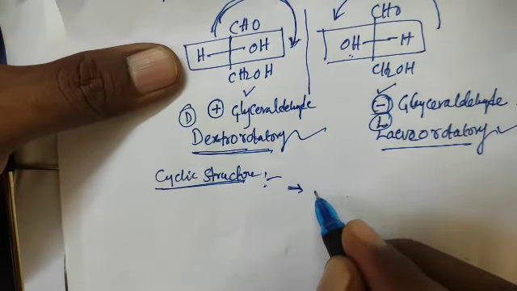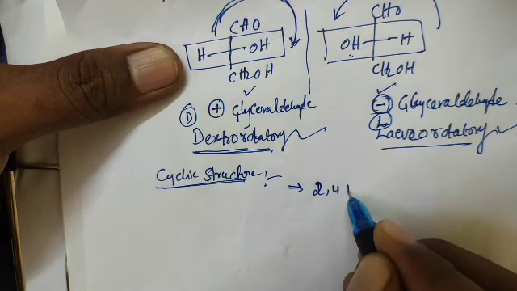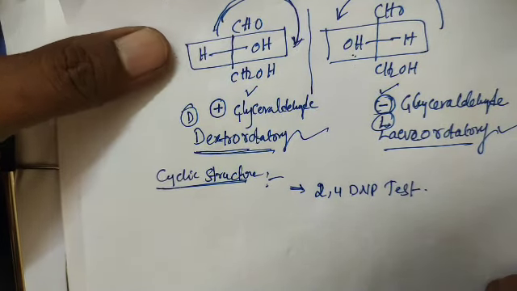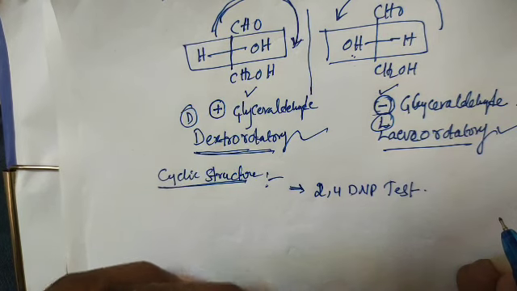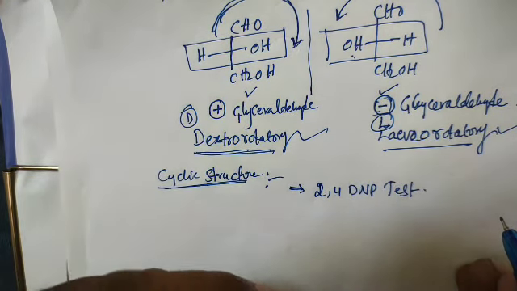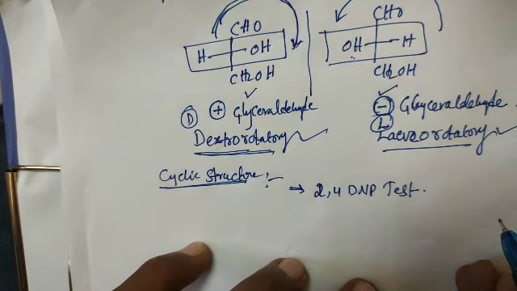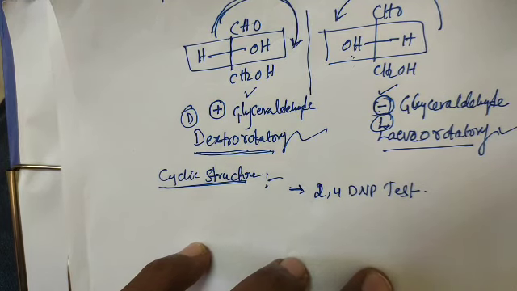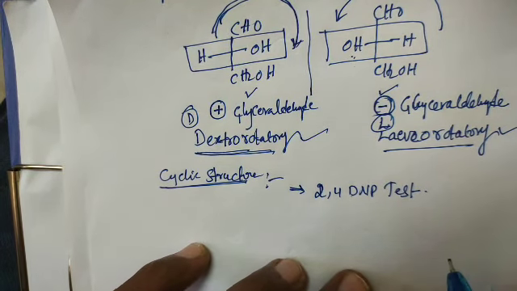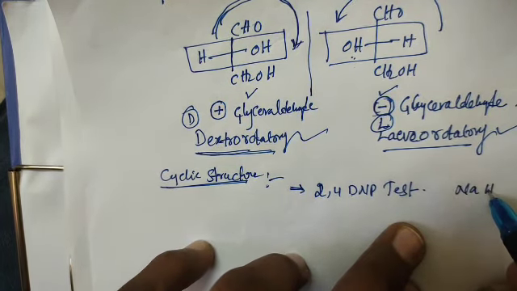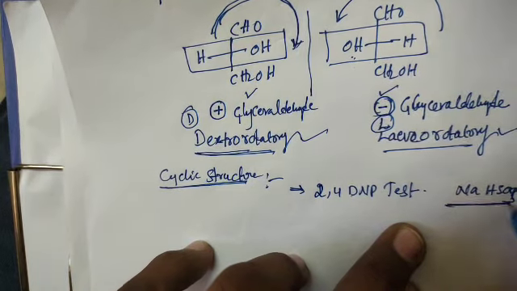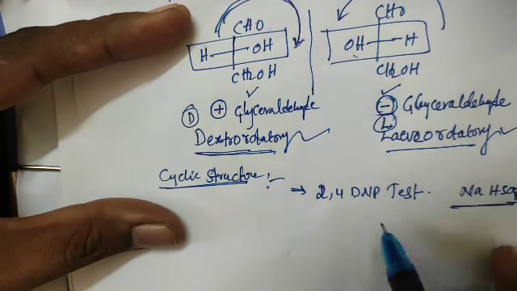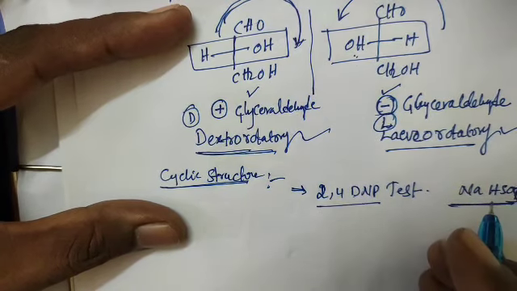Glucose has some drawbacks. Normal glucose didn't give the 2,4-DNP test, meaning the products expected when 2,4-DNP reacts with glucose do not form. Next, Schiff's test also is not given, and glucose does not form the hydrogen sulfite addition product with sodium bisulfite, NaHSO3.